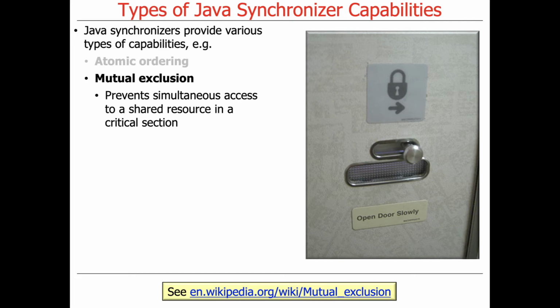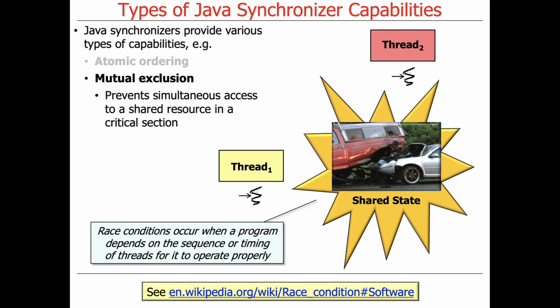The other approach that we're going to talk about is mutual exclusion, which is a little bit more generalized than atomic ordering. Atomic ordering works on one thing, like an integer, or a long, or a Boolean. Whereas mutual exclusion can be used to prevent simultaneous access to a shared resource in a critical section, which can span more than one thing. So we talked before about how we're going to use mutual exclusion to prevent race conditions from occurring where multiple threads are crashing into the same mutable shared state.